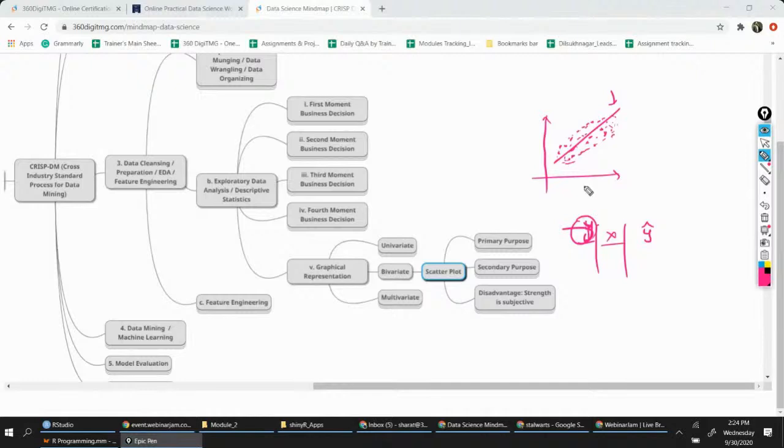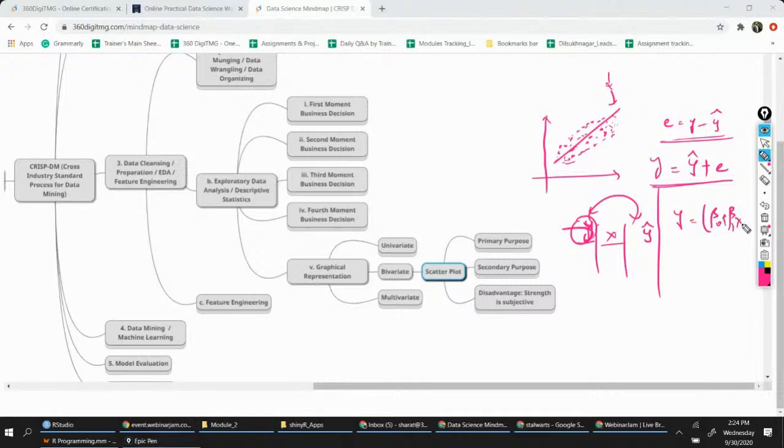Right? So we need to try and reduce the deviation between these two. And we call this error. The deviation is error. So I can say the actual value is equal to the predicted value plus error. But the predicted value is the equation of this line, which is expressed as y equals beta naught plus beta 1 x, some constants, plus error.